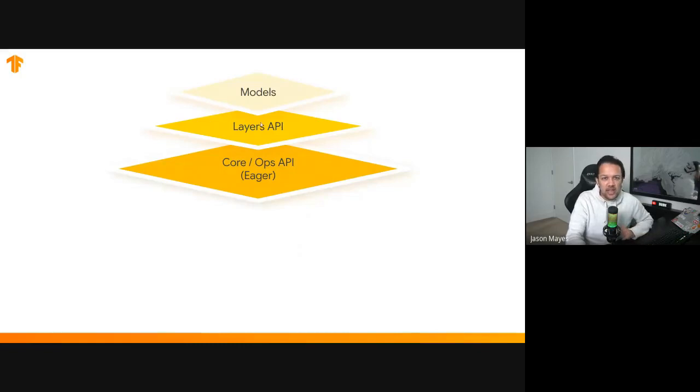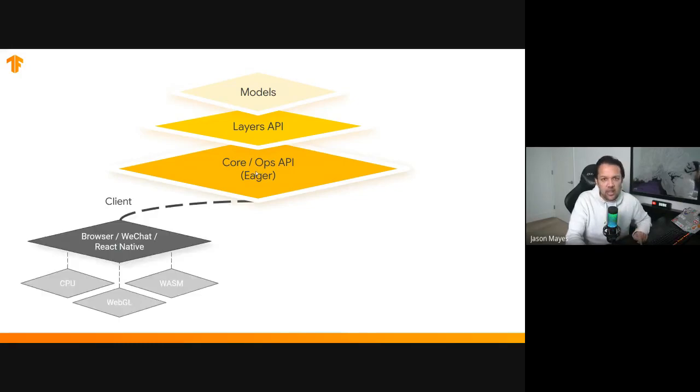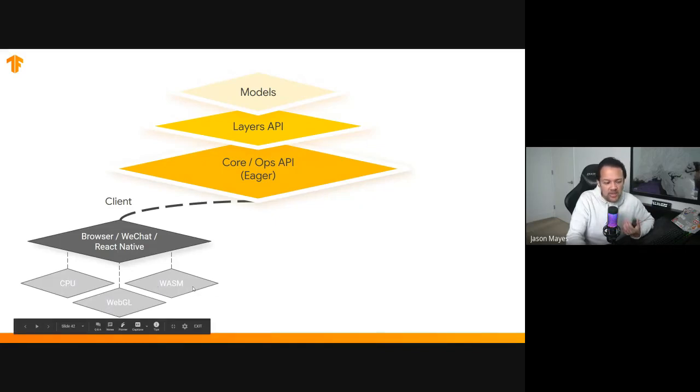Now you can see here our pre-made models are built upon the layers API, that high-level one, and that layers API sits upon the core or ops API, as we like to call it. Now this API then can talk to different environments, such as the client side, in this case, like the web browser client side, which can talk to different backends. You can see here 3 different backends that we can run on. And by backends, we mean the actual hardware.